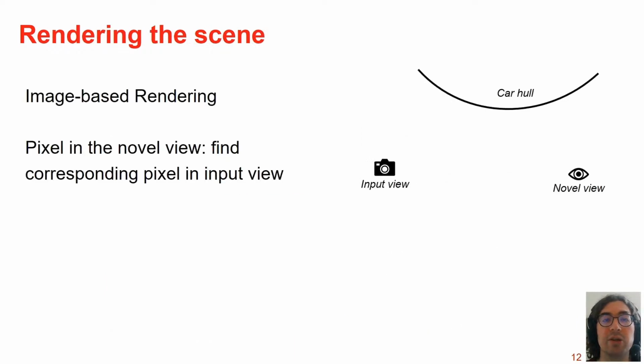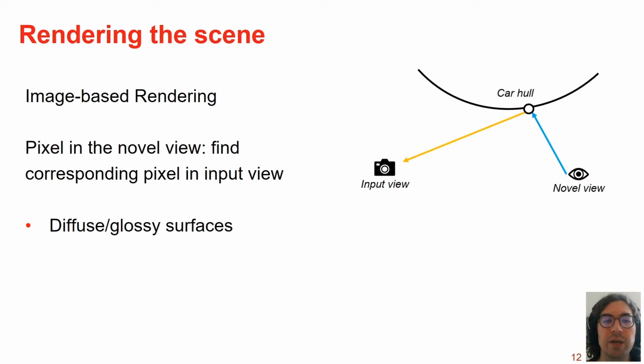Now that we have cleaned up the geometry, we can render the scene. To handle view-dependent effects, we use image-based rendering. When generating a novel view, for each pixel, we use the geometry to find the corresponding pixels in the input images. In practice, we fetch from multiple close input views. This works well for diffuse and glossy surfaces because the appearance of the point on the car body is varying smoothly when moving around.